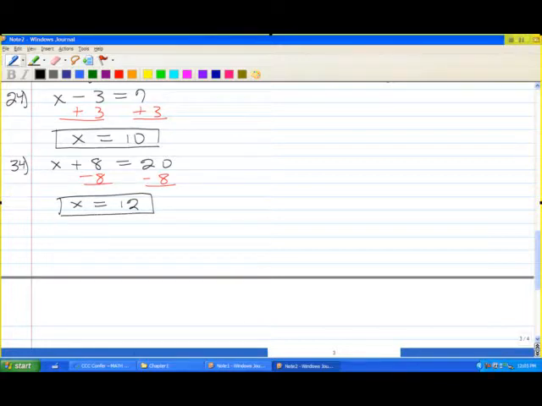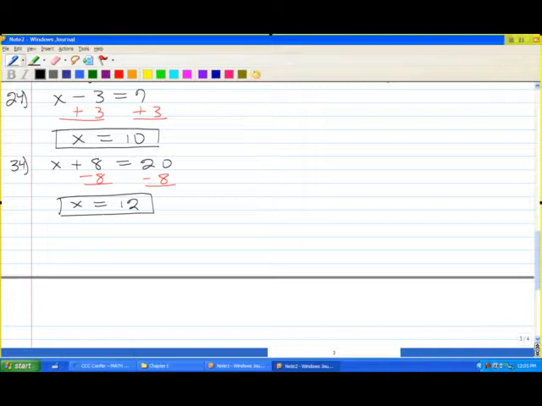What you notice in both of these situations is that I looked at the side of the equation that had my variable. I then tried to solve my equation for that variable by either adding or subtracting that constant term to both sides of my equation, and whatever constant term was on the side of the equation that I wanted to clear, I took the opposite operation. So if there was a subtraction, I added 3. If there was an addition, I subtracted 8.